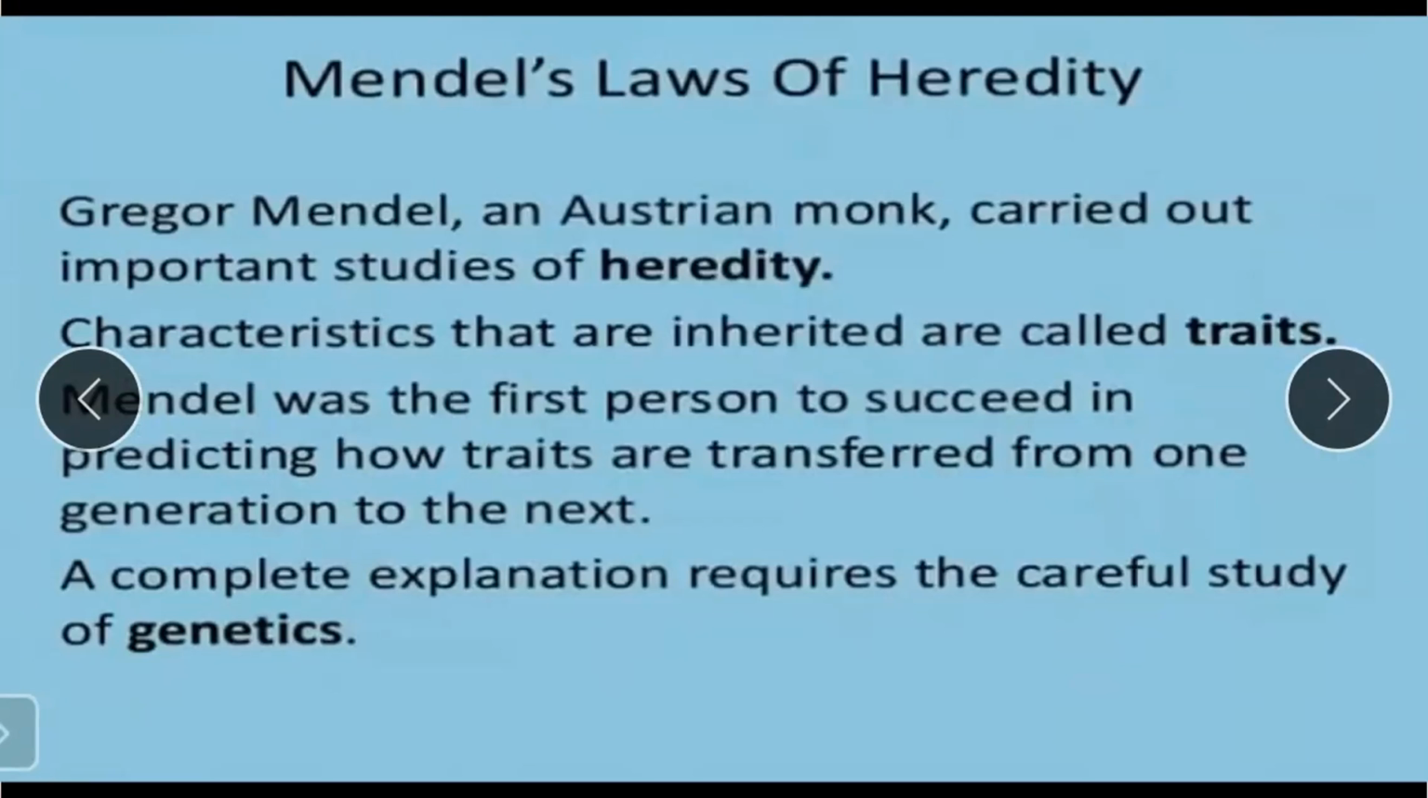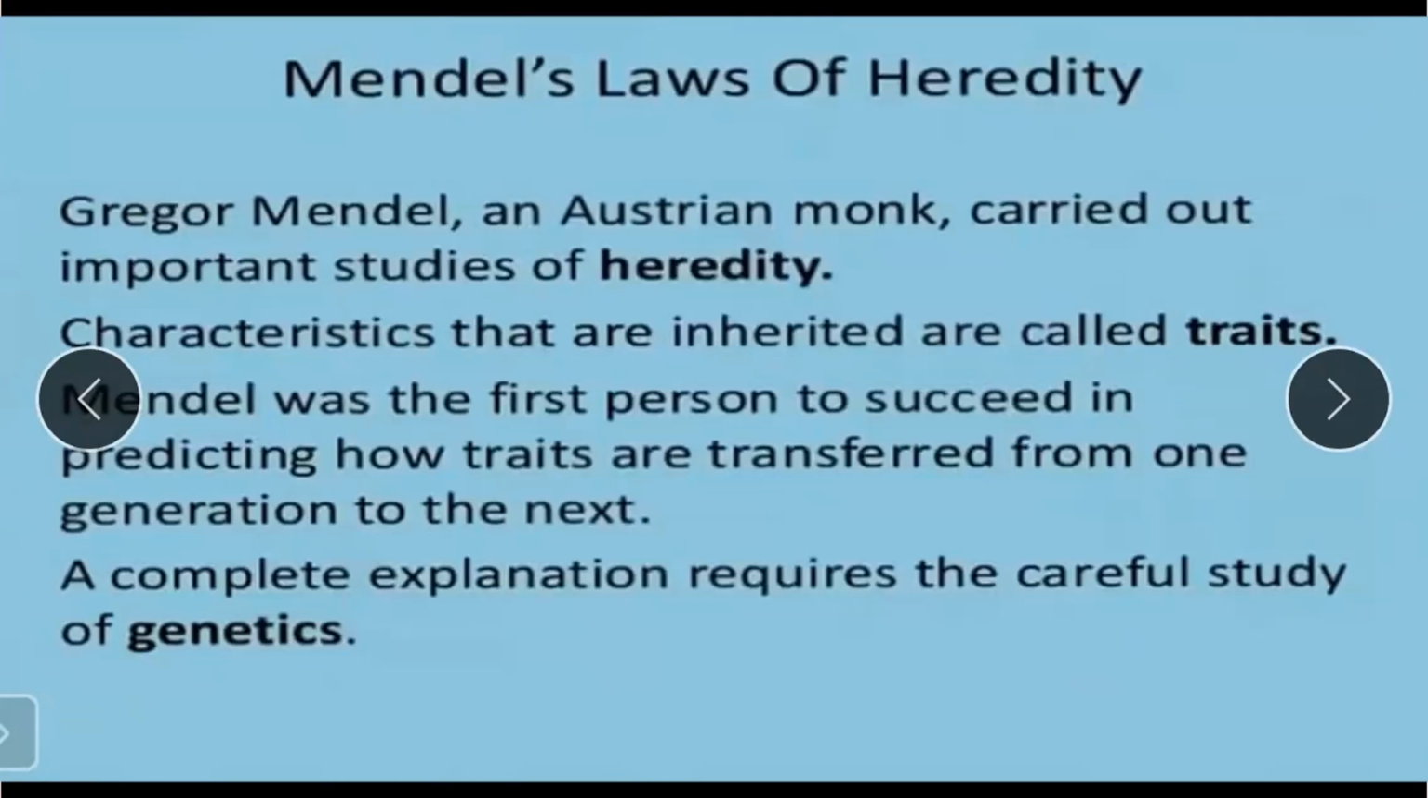So characteristics that are inherited are called traits. In our previous lecture, I told you that characteristics means the traits. Mendel was the first person to succeed in predicting how traits are transferred from one generation to the next. Traits means the characteristics which are transferred from your parents to you, to me also. Okay. So all this was done by Mendel.